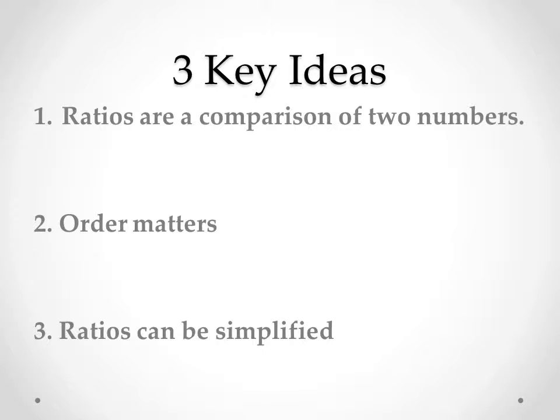The first one is that ratios are a comparison of two numbers, like if we're comparing the number of boys in our class to the number of girls in our class. The second is that when you write ratios or solve ratios, the order that you write your numbers in matters. And the third is that ratios can be simplified just like the work that you've done previously in the 6th grade with fractions. Just like we can simplify fractions, it's the same method.